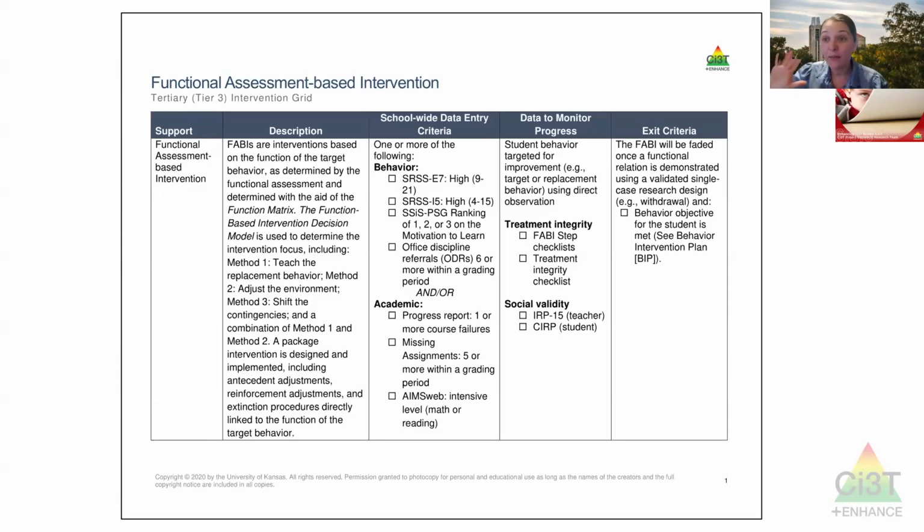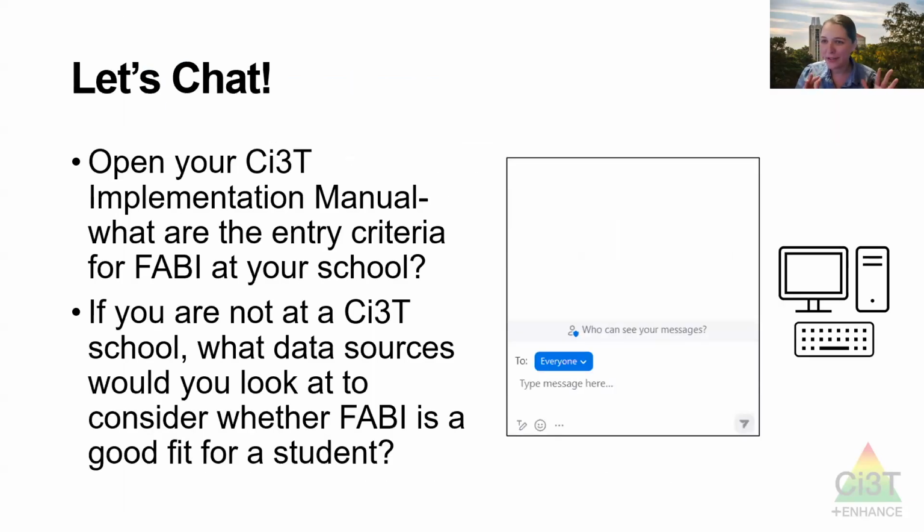So we're looking at both behavior and academics when we think about who might be a good fit for this really intensive behavior intervention. So thinking about your school, if you're at a Ci3T school, you could pull up your manual. And if not, you could think about what types of data you have available that would help you decide if a student was a good fit for a functional behavior assessment. You can pop that in the chat. Yep. So if you're using SRSS-IE, looking at that high risk for externalizing, office discipline referrals, definitely. Expulsions, suspensions.